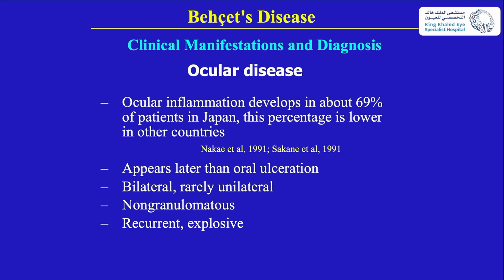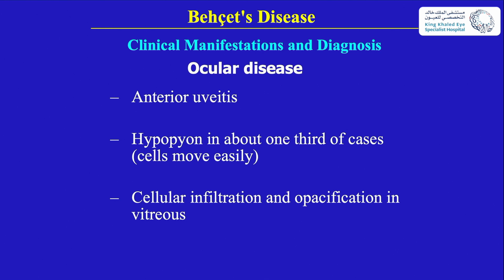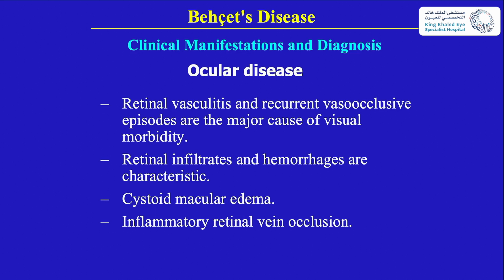And the inflammation is recurrent and explosive. I like this term, explosive, because when you see a patient with active Behcet uveitis, the eye is full of cells, the retina has a lot of infiltrates, hemorrhages, severe edema. If you do fluorescein, a lot of leakage. It's an explosive inflammation. So hypopyon is seen in about one third of cases, and the presence of hypopyon reflects neutrophil hyperfunction. Severe vitritis is common.